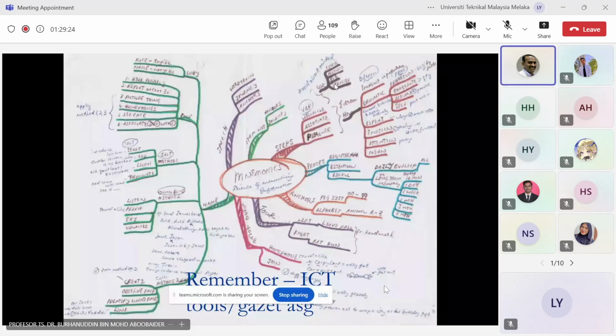Other than that, we try to repeat. When he says, hi, I'm John, then you repeat, oh, hi John, how are you? So you repeat his name. Why do you repeat? Because you want to store it in your mind.